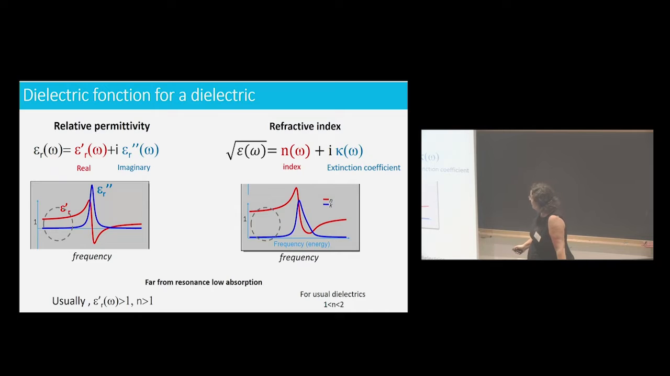You can plot here the real part and the imaginary part of the dielectric constant. For the real part you have a dispersion, which you find in the index as well. And you can see that at resonance, which corresponds to this omega 0 of the bound electron, you have an imaginary part which is big, which corresponds to the imaginary part, the extinction coefficient.